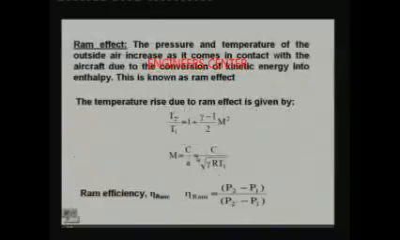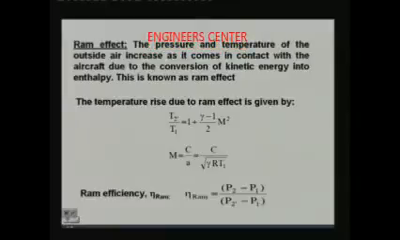Now let me explain the ram effect. Ram effect is that the pressure and temperature of the outside air increase as it comes in contact with the aircraft, due to the conversion of kinetic energy into enthalpy. Air may be still, but the aircraft will be moving at very high speed, so there will be a large relative velocity between the air and the aircraft. When this high relative velocity air comes in contact with the aircraft, its kinetic energy is converted into enthalpy, and ultimately into temperature and pressure. This process is known as the ram process or ram effect.